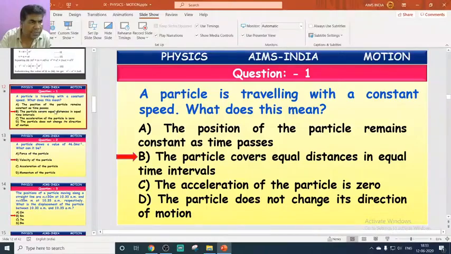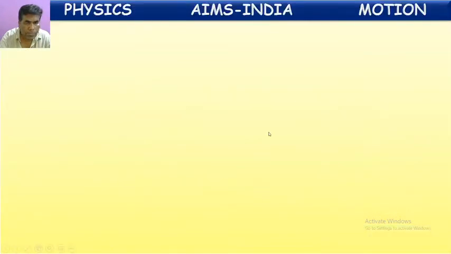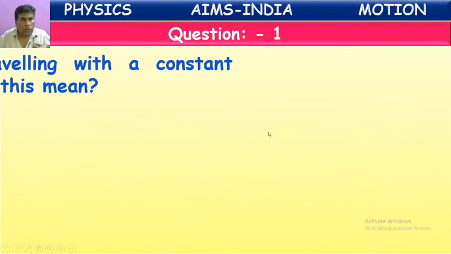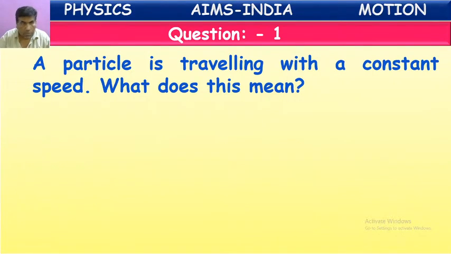Now, let's discuss some questions regarding the same. Question number 1. A particle is traveling with a constant speed.